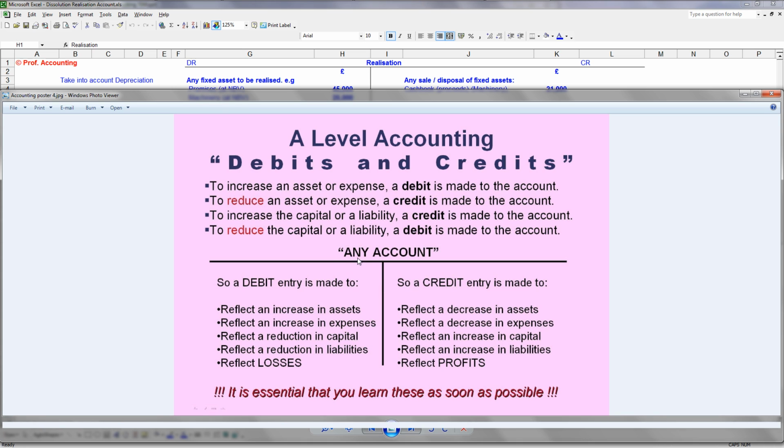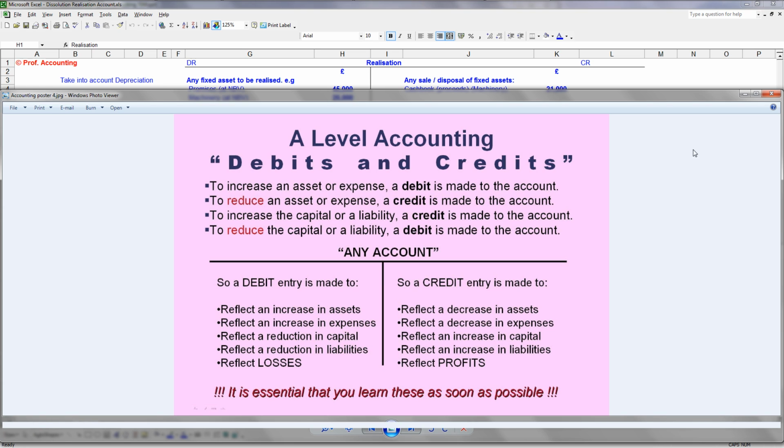So if we had an account called heat and light, well, we know heat and light is an expense, and we therefore know the balance is on the debit side. Likewise, if there was a fixed asset, such as the vehicle account, it is obviously an asset, so it's a debit balance, and so on and so forth. You've got all these accounts which have a role.